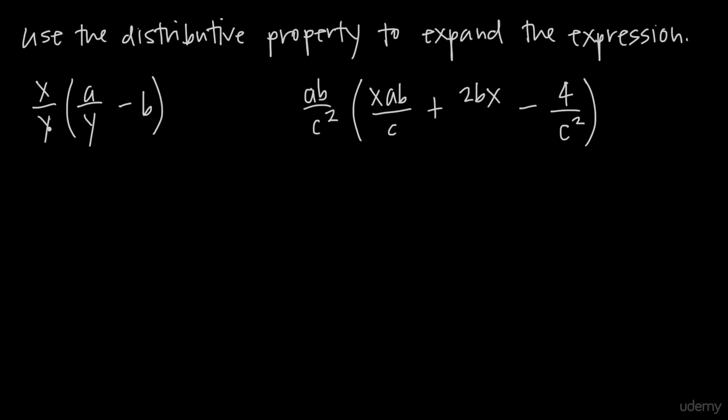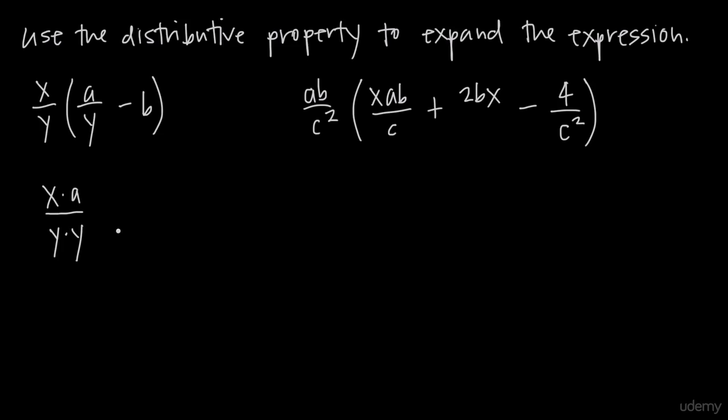This first one here, we have x over y times the quantity a over y minus b. So just like with the distributive property before, we want to make sure that we multiply the value that's outside our parentheses by each of the values inside our parentheses. So we're going to look at x over y times a over y. And when we do that, we multiply our numerators together, so we have x times a, and then our denominators together, so divided by y times y. We'll simplify this in a second.